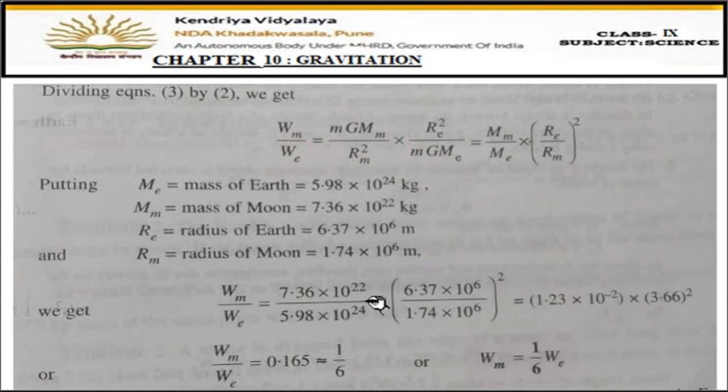No need of learning all this derivation, but what we have done is simply put the values in the formula and finally you get this relation: the weight of the object on the moon is equal to 1 upon 6th of the weight of the object on the earth. So if you know the weight of the object on the earth, you divide it by 6 to get the weight on the moon. If you have the weight of the object on the moon, then by multiplying it by 6 you will get the weight of the object on the earth. So this is the relation between the weight of an object on earth and on the moon.